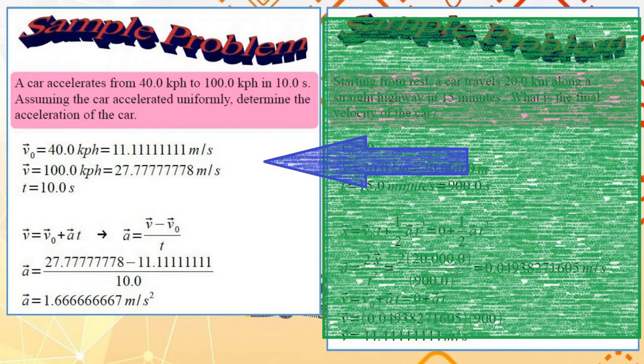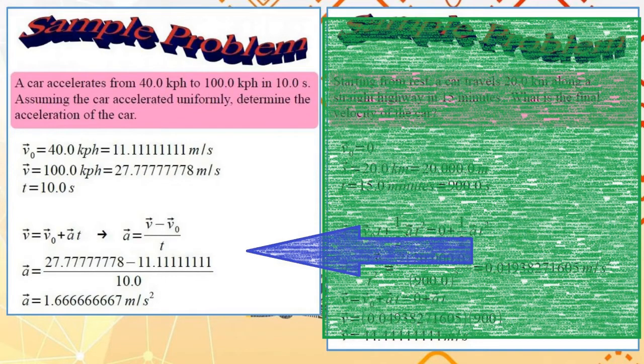27.77777778 meters per second. The problem also gives us the time of travel of the car, 10 seconds. Assuming initial time is 0, as we've mentioned in the previous video, final time is 10 seconds. Now, the question is what kind of motion the object is undergoing. The problem tells us it is uniform acceleration. The object is undergoing uniformly accelerated motion.